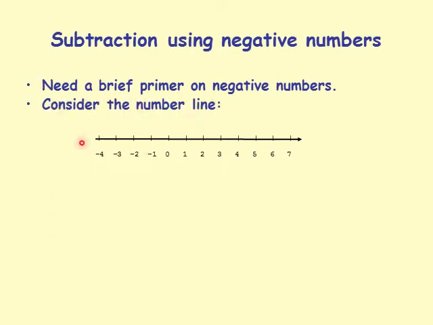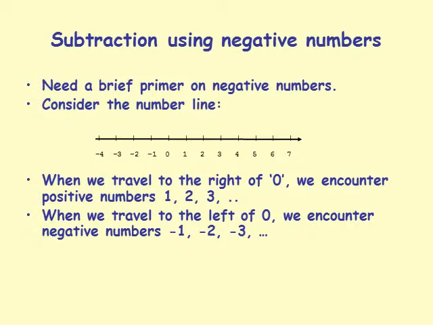Consider the number line. Zero is in the middle here, and to the right we have positive numbers. If we go from 0 to the right, we encounter numbers like 1, 2, 3, 4, positive numbers. And if we go to the left from 0, we get -1, -2, -3, -4. So positive numbers on the number line are to the right of 0, and negative numbers are to the left of 0.